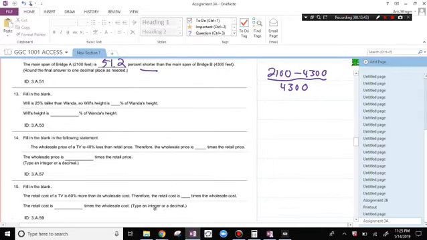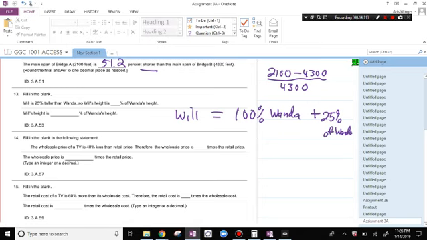Will is 25% taller than Wanda, so Will's height is some percentage of Wanda's height. So Will is taller than Wanda, so he is 100% of Wanda's height plus another 25% of Wanda's height, right? When we say that he's 25% taller than Wanda, that means that he is Wanda's height plus another 25% of Wanda's height. That in total is 125% of Wanda's height.